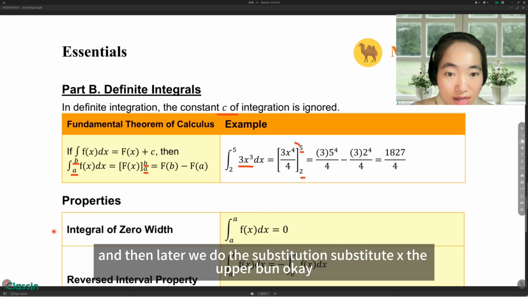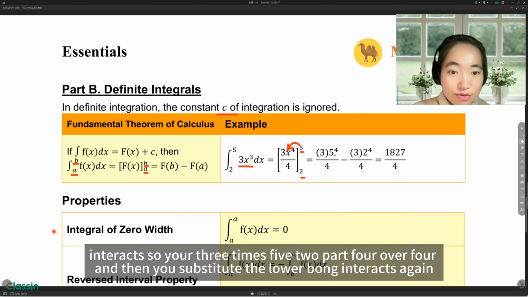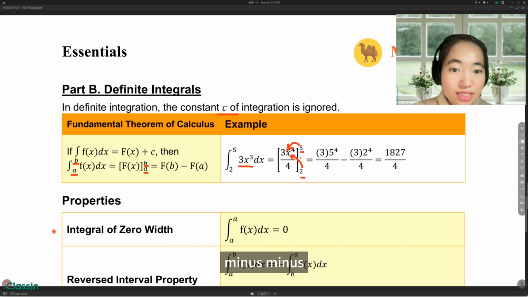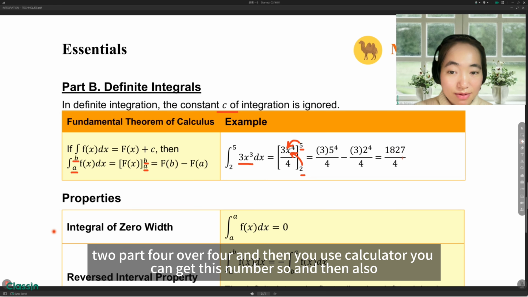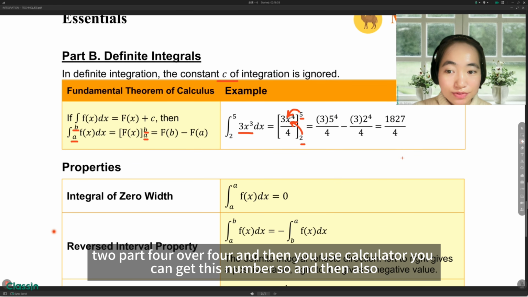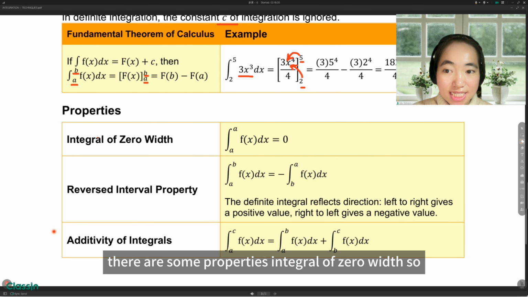Substitute the upper bound into x, so you get 3 times 5 to the power 4 over 4. Then you substitute the lower bound into x, minus 3 times 2 to the power 4 over 4. Then you use a calculator and you can get this number. And then there are also some properties.